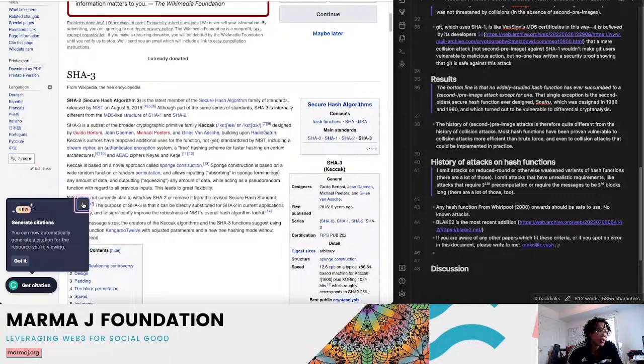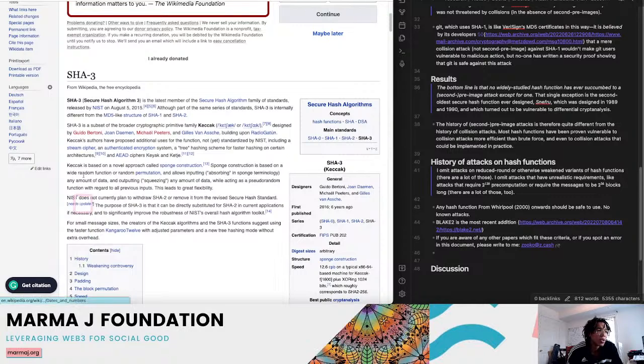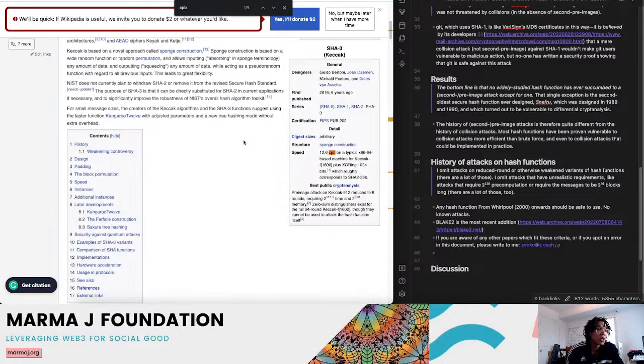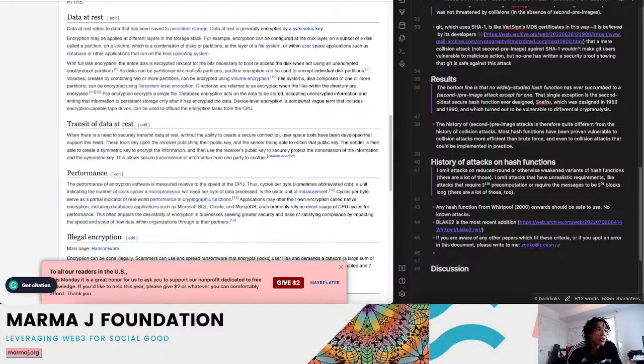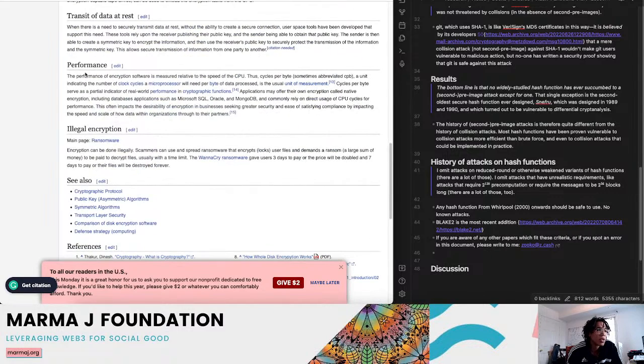No, leave me alone. Get citation. I'm gonna have to just, my brain can't see it. CPB, and there you go. Performance. Clock cycles. I get it. Cycles per byte. Cycles per byte.